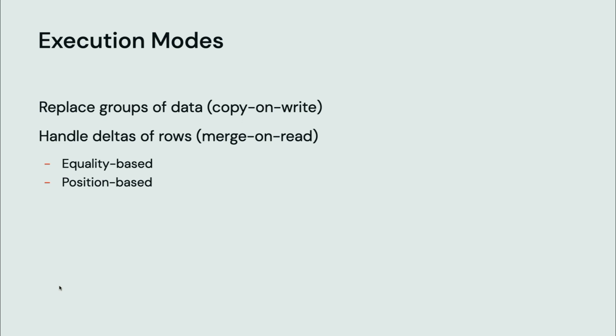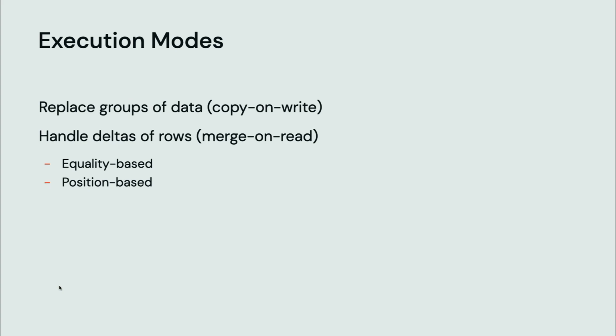Overall, there are multiple ways to handle row-level changes. The first one is to replace groups of data. If we need to delete a record from a file, we can replace that file with another one that doesn't have that record. Such approaches are called copy and write, and they assume that all of the work is done during the write process. An alternative to this is to generate deltas of records and then apply them while you're reading the table. Such approaches are called merge and read, and instead of doing all of the work during the write, you delegate parts of it to the reader.